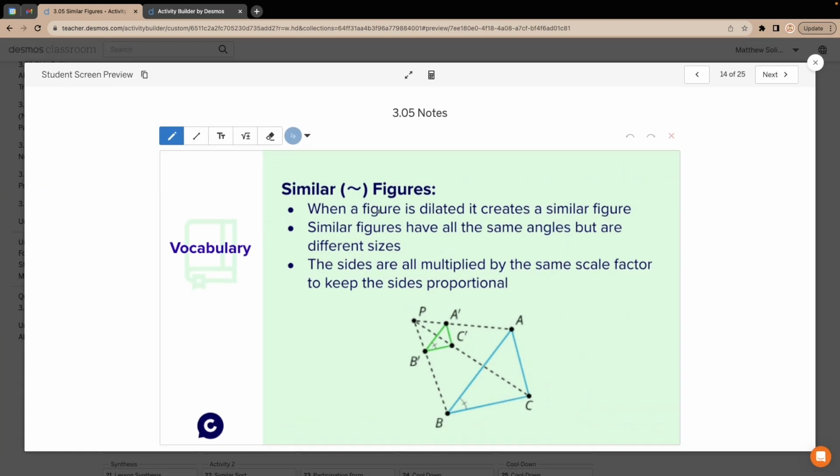So for our notes, similar figures. When we dilate a triangle or a figure, it creates a similar figure. This is the symbol for similar. Remember, congruent was when they were the same size. Now these are not the same size, but all the angles are the same. They're kind of like each other, but not the same size. So similar figures have all the same angles, but are different sizes. The sides are multiplied by the same scale factor, and the sides are proportional. We'll talk more about that next class, but right now you need to know the angles are the same, and the sides are multiplied by the same scale factor.